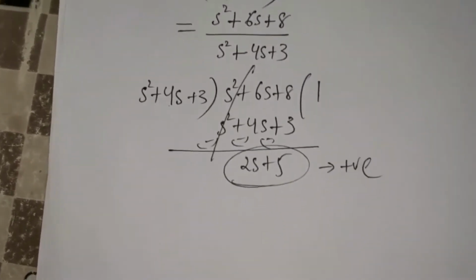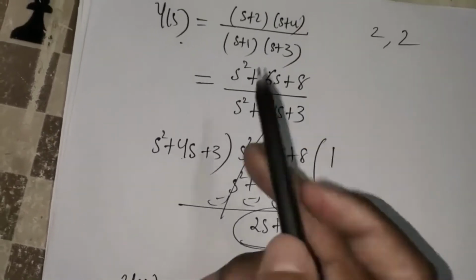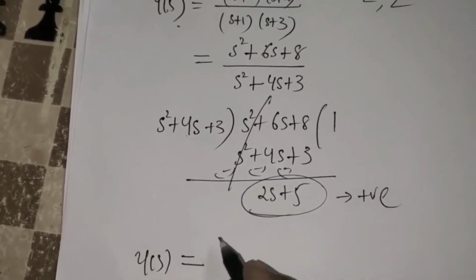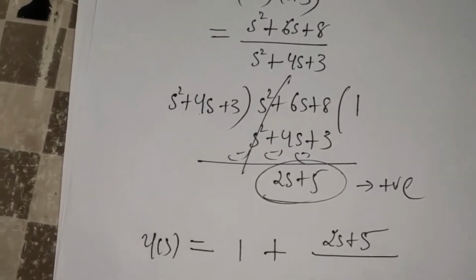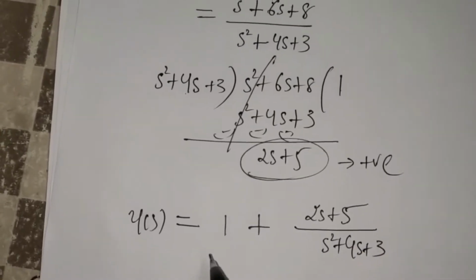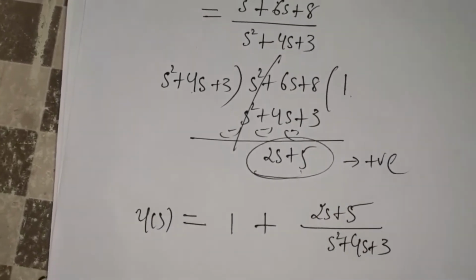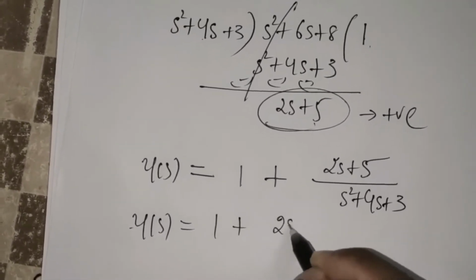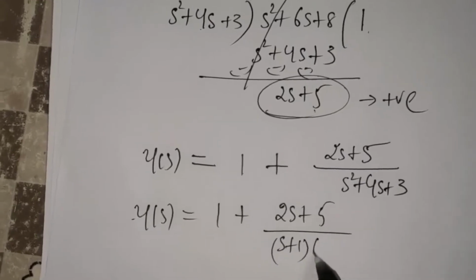So since the remainder is positive, we can write Y of s as 1 plus 2s plus 5 divided by s square plus 4s plus 3. That is, quotient plus remainder divided by dividend. So Y of s is nothing but 1 plus 2s plus 5 divided by this, which anyhow we can segregate as s plus 1 into s plus 3.